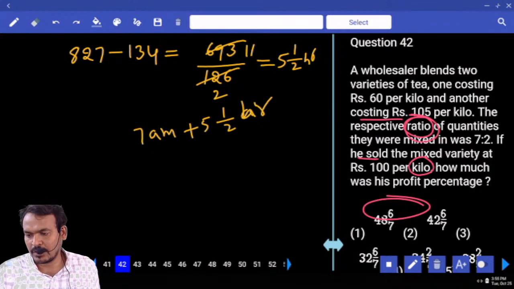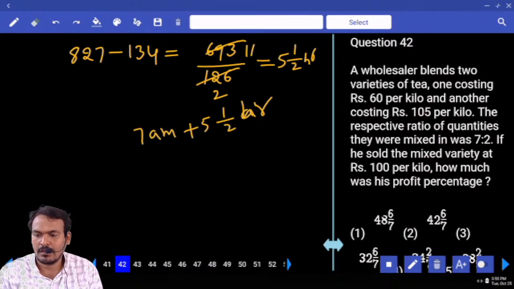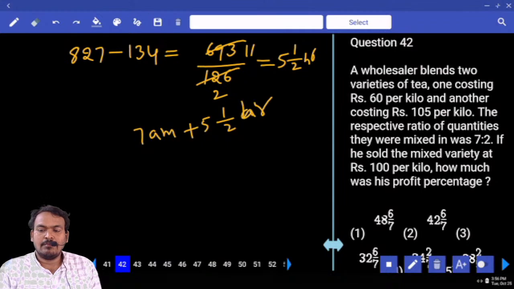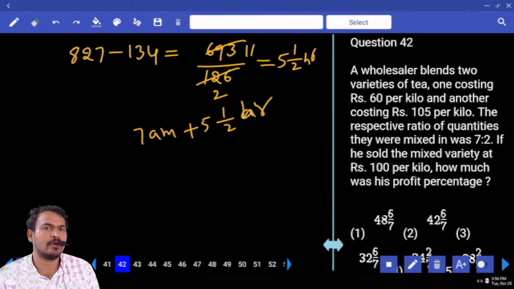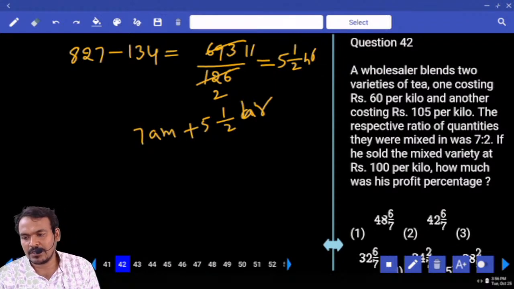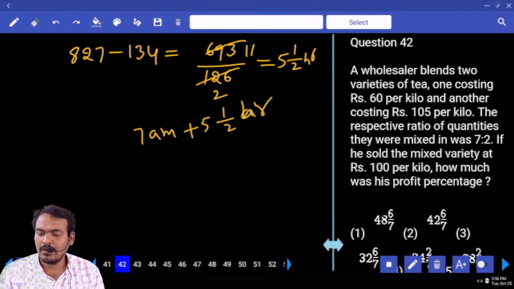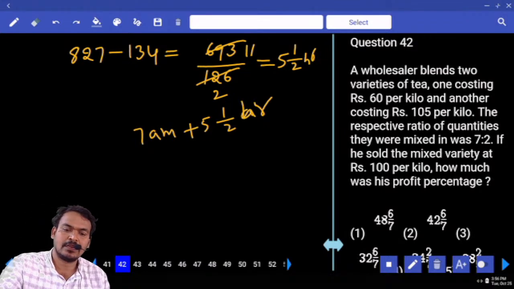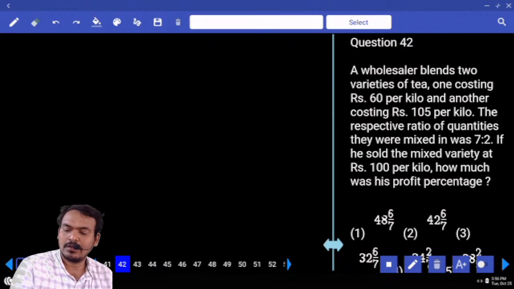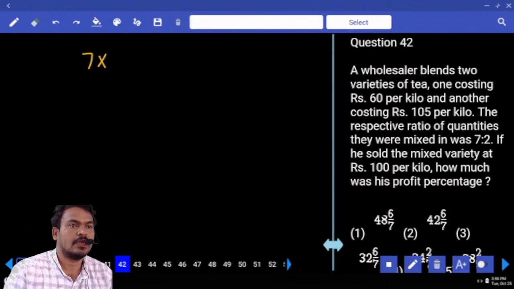Next question number 42. A wholesaler blends 2 varieties of tea. One is costing how many rupees? 60 per kilo, and another one costing 105 rupees per kilo. The ratio of the quantities they were mixed in, which one? 7:2. If we sold the mixed variety at 100 rupees per kilo, how much was its profit percentage? What is the first one quantity? 7 parts, yes or no?